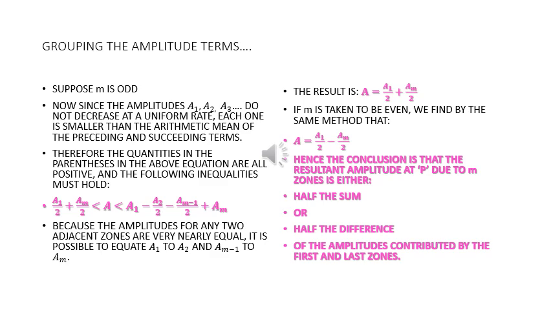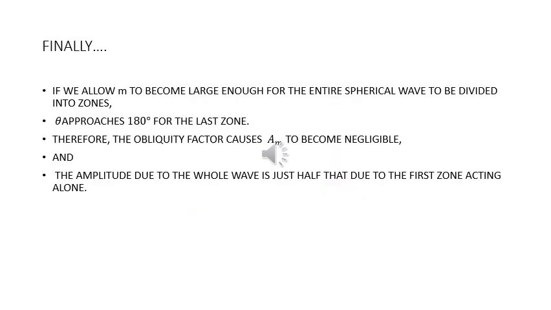Because the amplitudes for any two adjacent zones are very nearly equal, it is possible to equate A1 to A2 and A(m-1) to Am. The result is A = A1/2 + Am/2. If we take m to be even, we will find by the same method that A comes out to be equal to A1/2 - Am/2. Hence, the conclusion is that the resultant amplitude at P due to m zones is either half the sum or half the difference of the amplitudes contributed by the first and last zone.